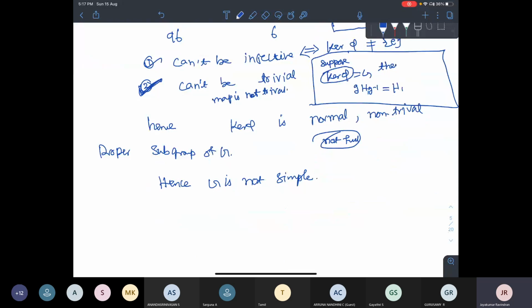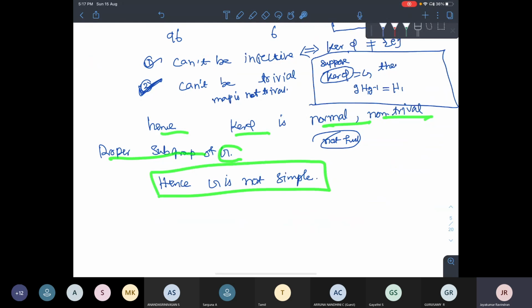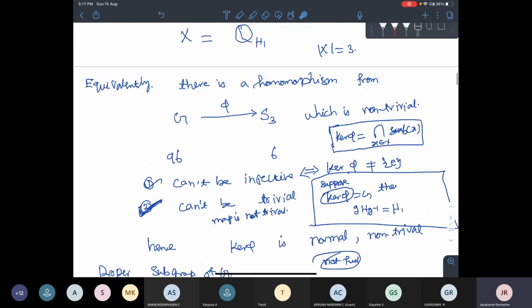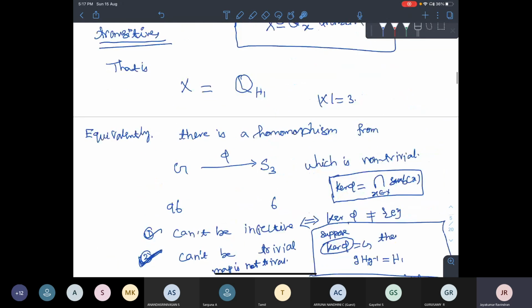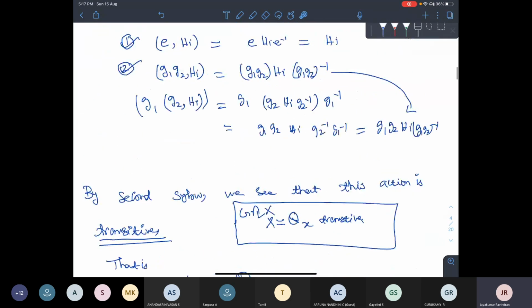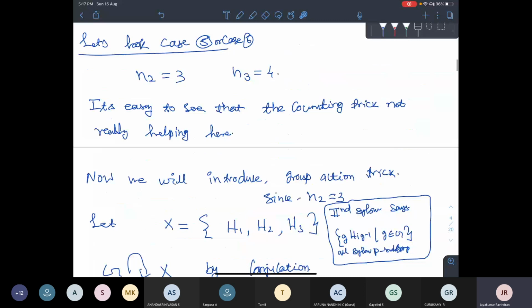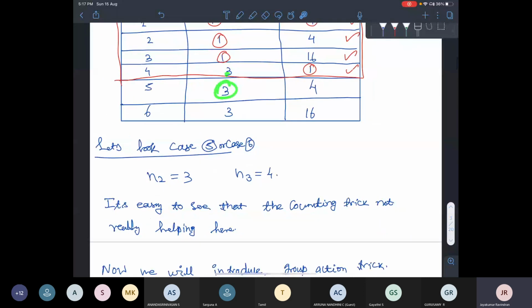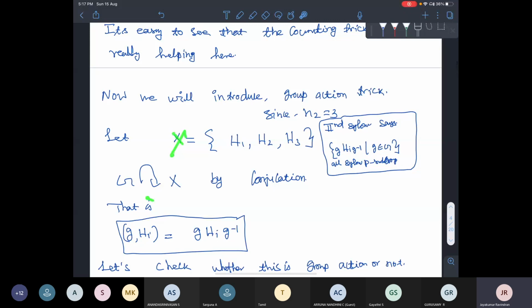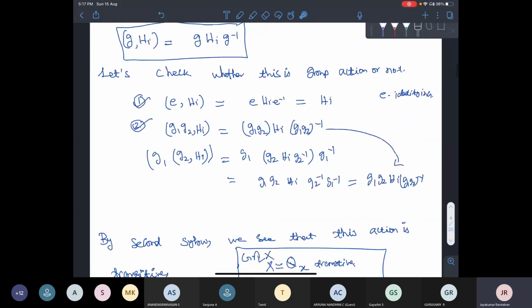So that says that hence the kernel is a normal, non-trivial, proper subgroup of G, hence G is not simple. Do you see the technique? If you don't understand, it's okay because we are going to use this technique again and again. I will tell you, the problem occurs only if there is a 3, and this is a small number to have. So you construct a group action on that, and you get all the thing.